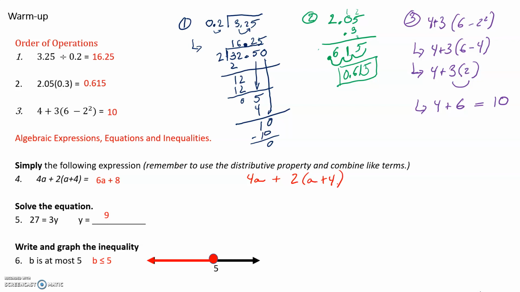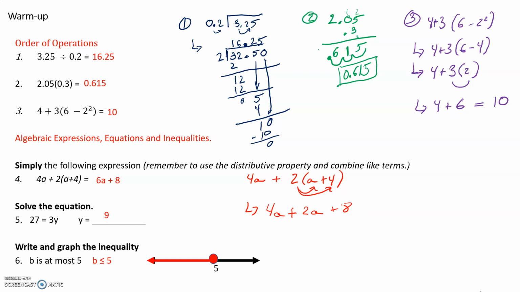All right, so I need to use the distributive property to condense this expression. Remember when you do the distributive property, I'm going to multiply the number on the outside times both those values on the inside. So what I get is 4a plus 2 times a is 2a, and then 2 times 4 is 8, so plus 8.